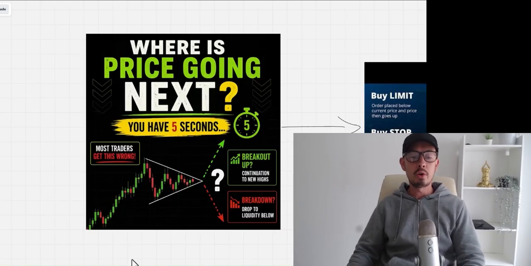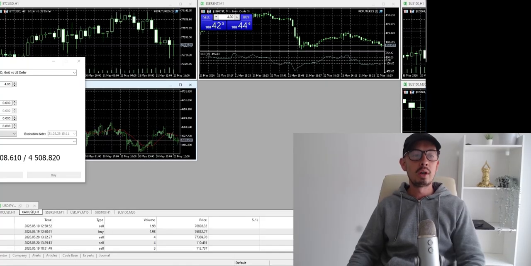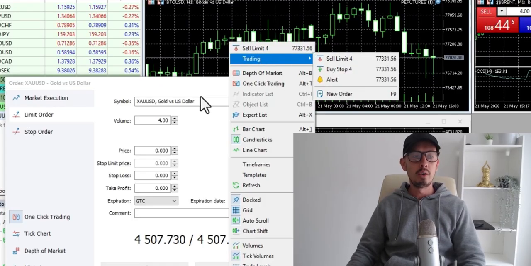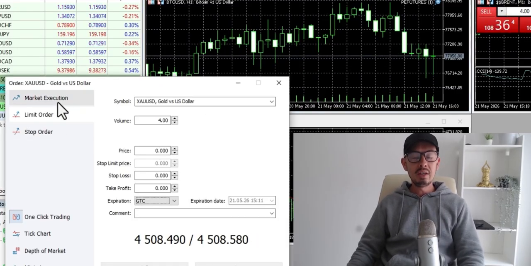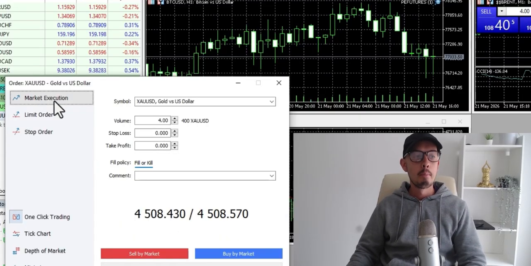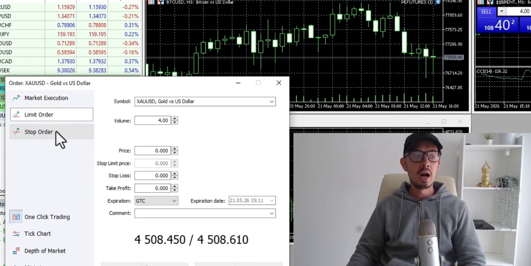So first things first, guys, let's take a look at TradingView, okay? Let's open an order. Right click on your mouse, then Trading, and create a new order, okay? When you create a new order, TradingView has changed the layout a little bit. We have three options: market execution, limit order, and stop order.